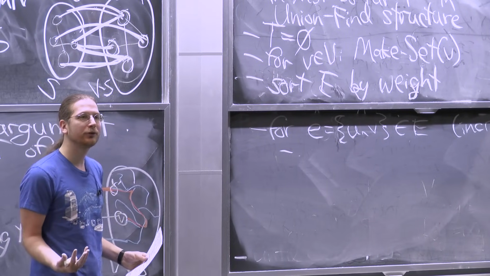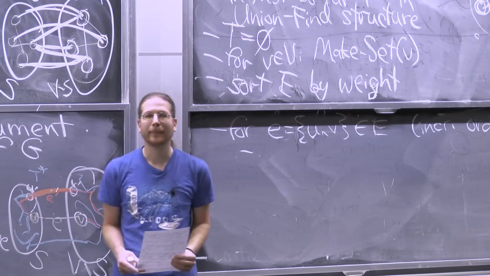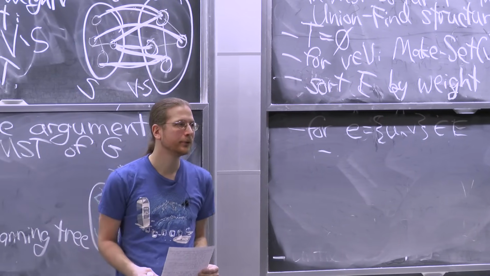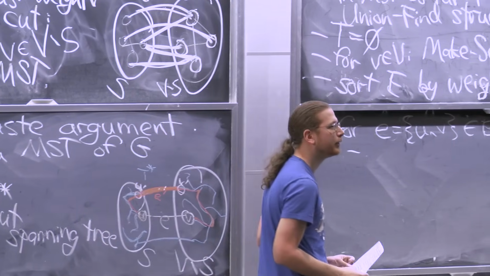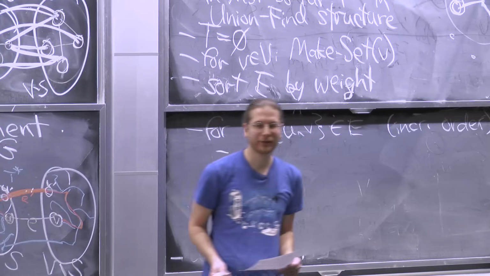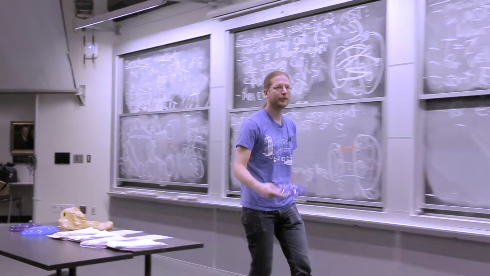How can I find out whether two vertices are in the same connected component, given this setup? Yeah? Call find set twice. Call find set twice and see whether they're equal. Exactly. Good answer.